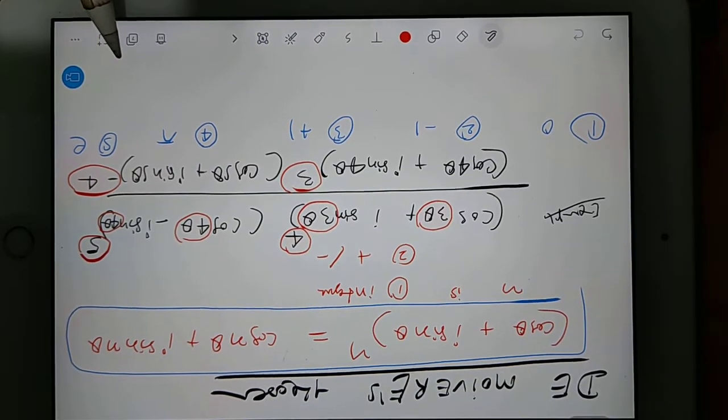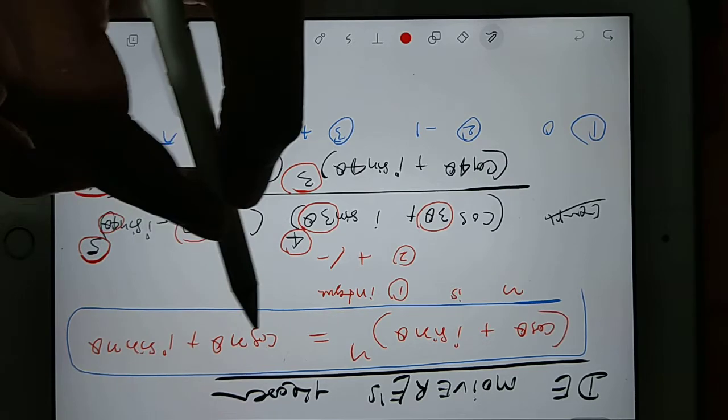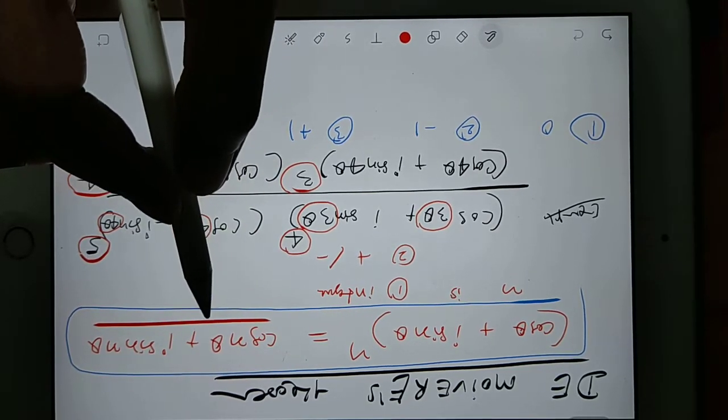Okay, and one more thing. This theorem what we have written here, cos n theta plus I sin n theta, in this theorem you take care of the plus sign.